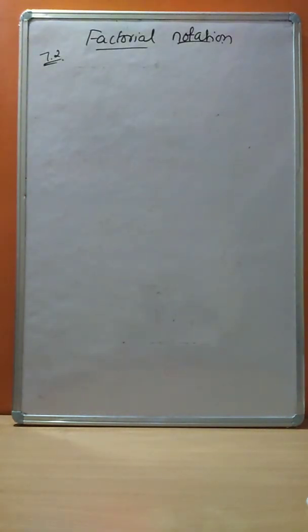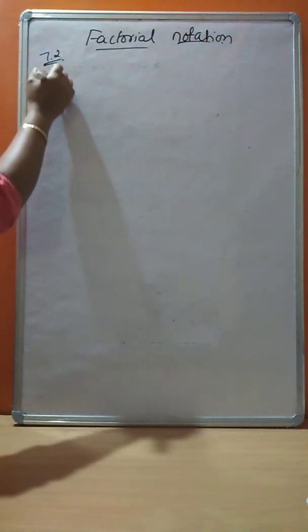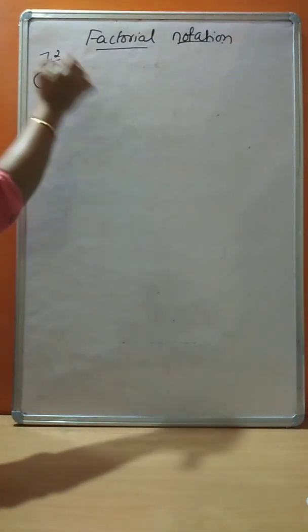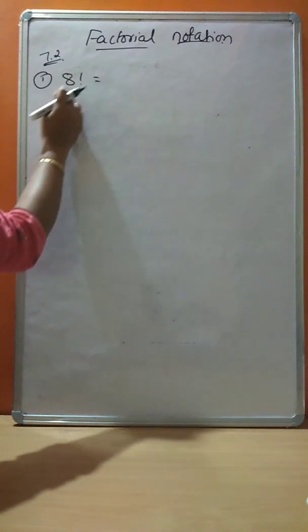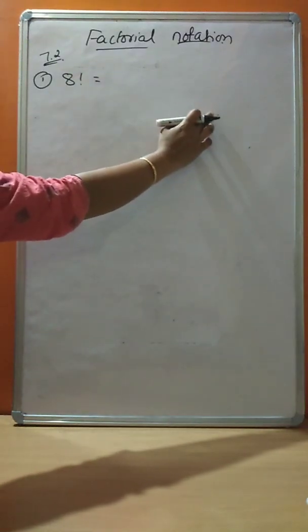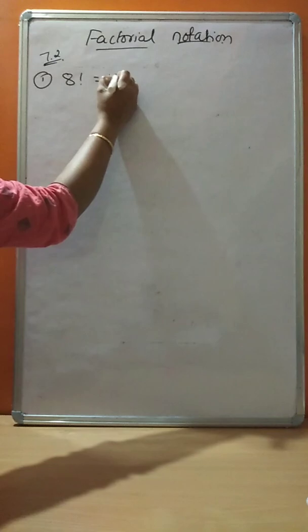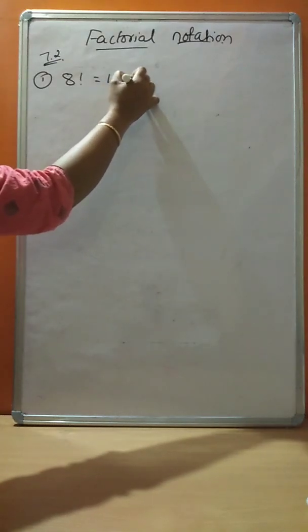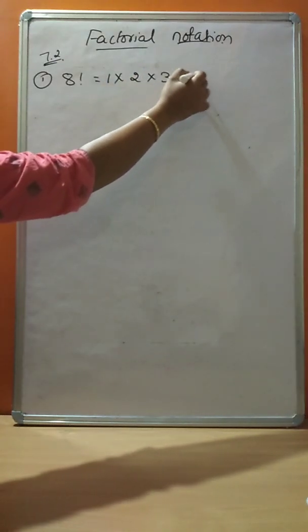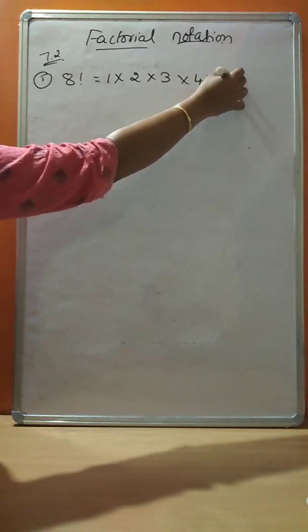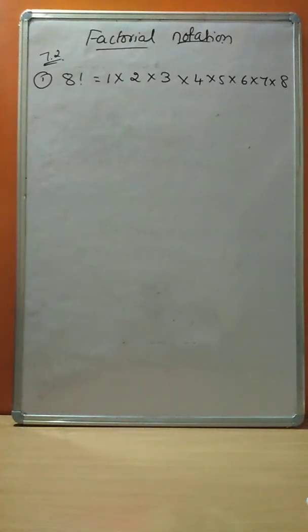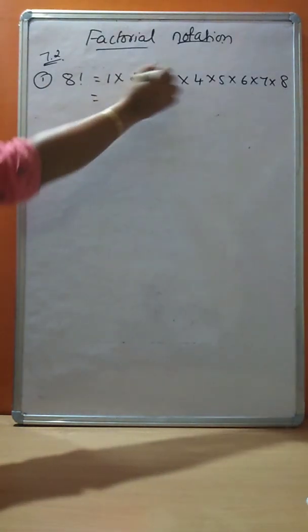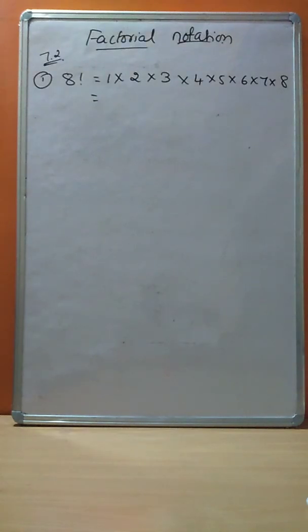Exercise 7.2. First problem. Evaluate 8 factorial. How are you going to evaluate? You have to start from 1 and end at 8. That is 1 into 2 into 3 into 4 into 5 into 6 into 7 into 8. So go for multiplying all this.